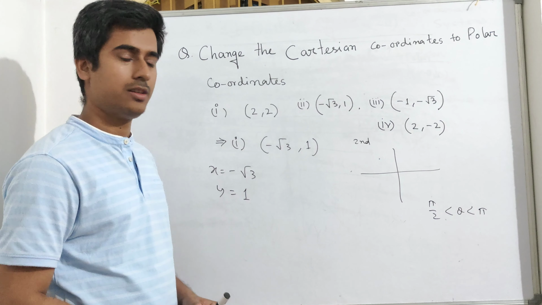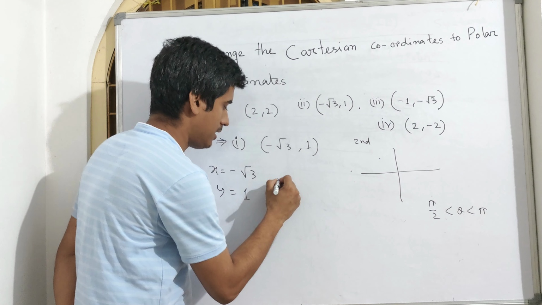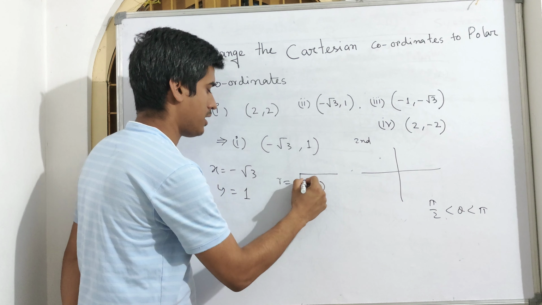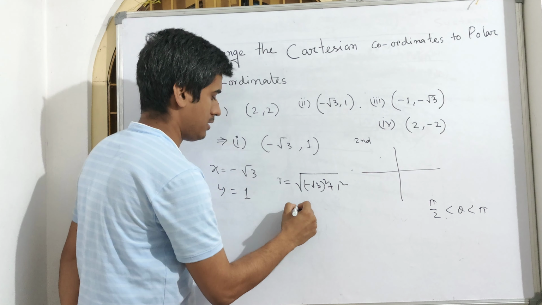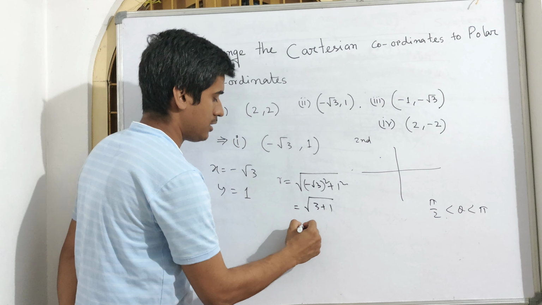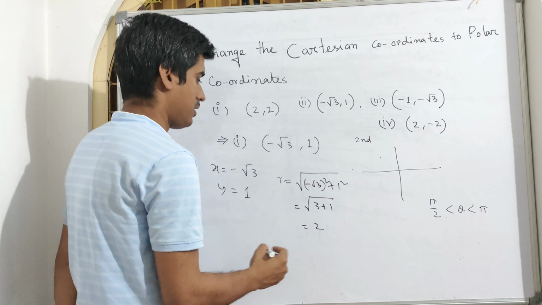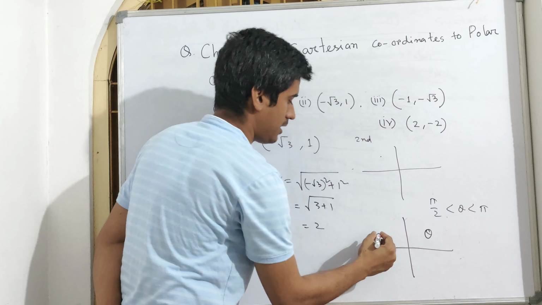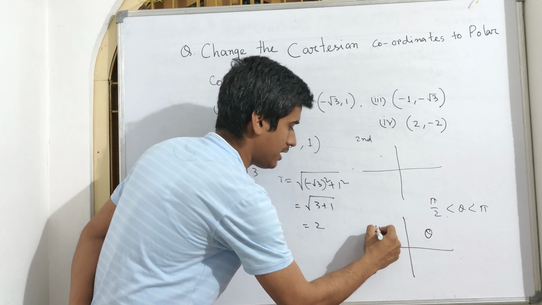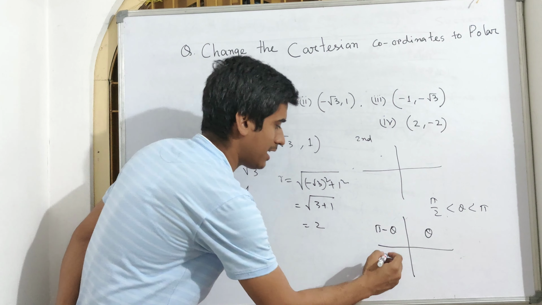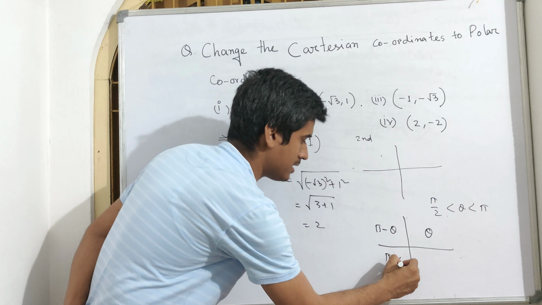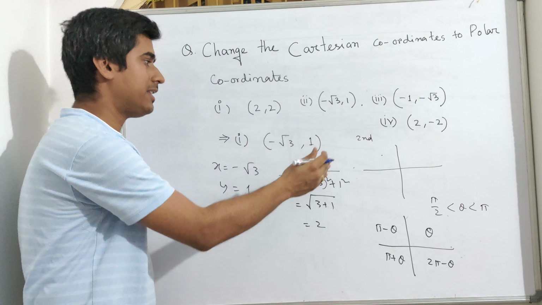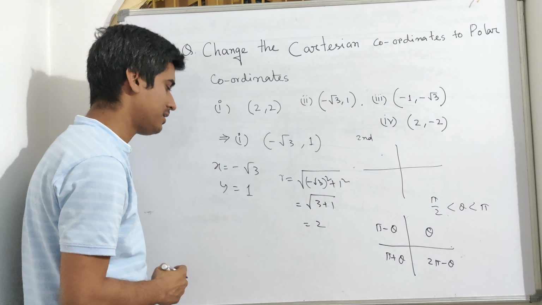So we have to calculate r at first. Here r equals root over minus root 3 whole square plus 1 square, which equals root over 3 plus 1, which equals 2. Now we know that if the angle is in the first quadrant, then it is theta. If the angle is in the second quadrant, then the angle is pi minus theta. If it is in the third quadrant, the angle is pi plus theta, and if it is in the fourth quadrant, then 2 pi minus theta. Here the angle is in the second quadrant.